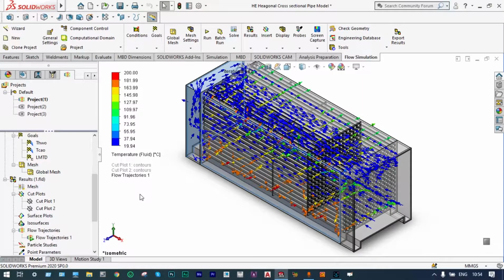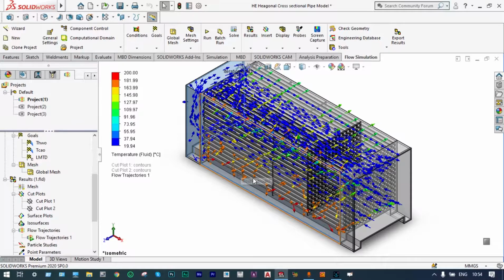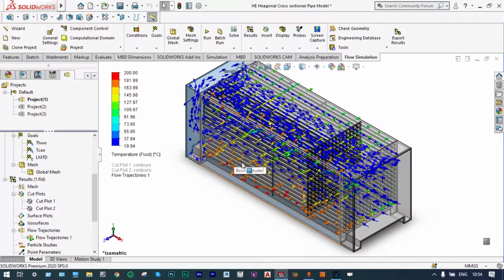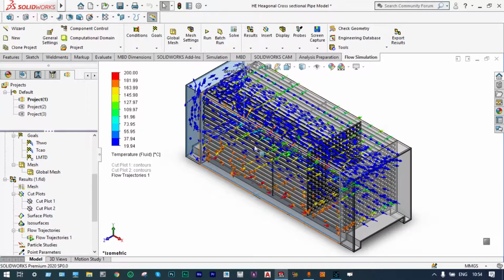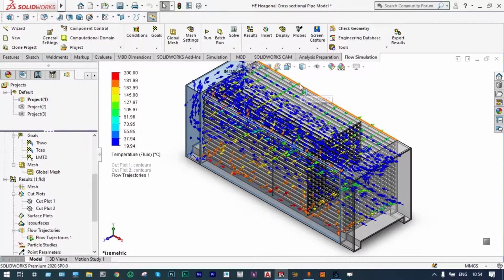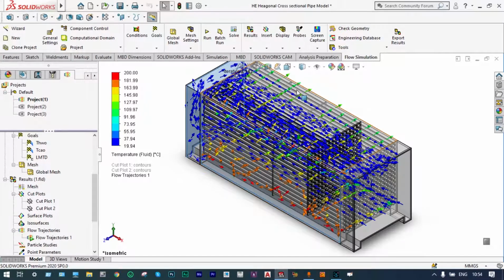You can see hot air is passing from the side walls, indicated by red color, that is temperature 200 degrees centigrade, and as it is approaching the end of the side walls, its color is green. That means it has lost a huge amount of temperature while passing from the side walls.